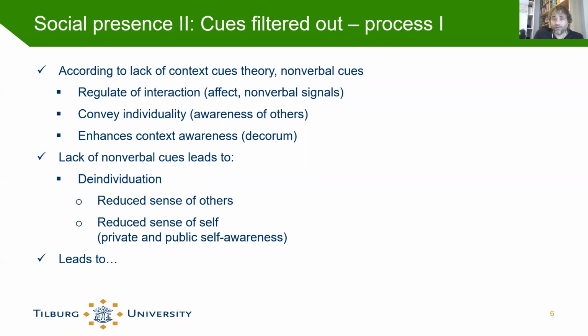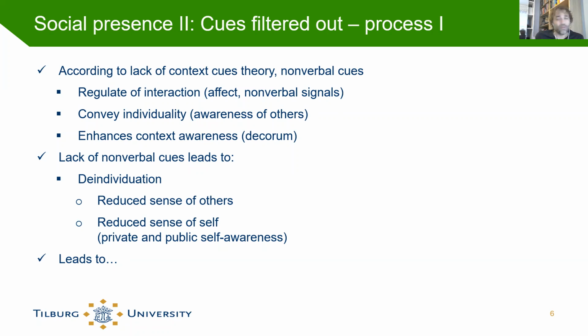You need non-verbal cues to convey individuality. So for example, it helps if you can see someone, you can see the persons you're interacting with. So you need some kind of awareness of others. This is mostly related to social presence. The idea of social presence is psychological awareness of someone else.